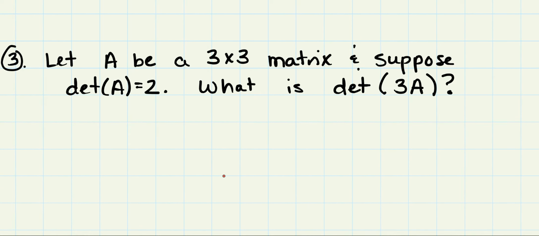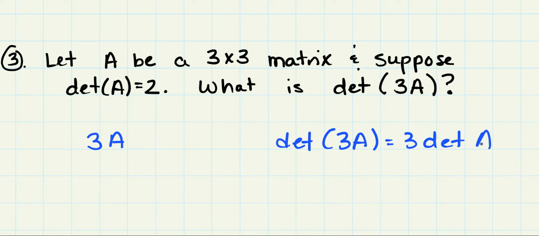Let's move on to the next question. Suppose A is a 3 by 3 matrix and we know the determinant. So I'm not giving you the actual matrix, but I'm telling you what the determinant is. And I want to know, can you figure out the determinant of 3 times A? Well, let's see. What is 3 times A? A lot of people will make this mistake. They'll say the determinant of 3 times A is 3 times the determinant of A, which is 3 times 2, which is 6. This is not correct.